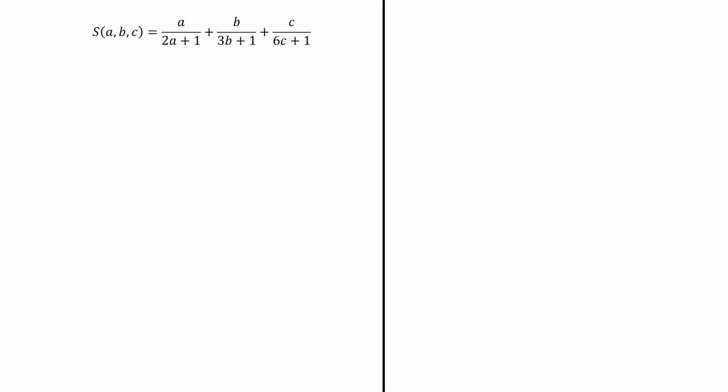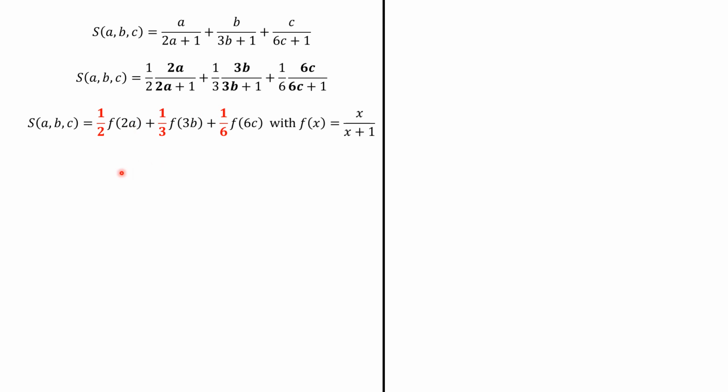Let's call S(a,b,c) the quantity we want to maximize. We will write this using multiplicative factors in order to have the same number in bold both in the numerator and in the denominator, as here and here and here. What is interesting is that we see a function appearing. Actually, it is the function f(x) = x/(x+1). So S(a,b,c) is a combination of the images of 2a, 3b, and 6c. We also notice that these coefficients sum to 1. So we may want to apply Jensen's inequality.